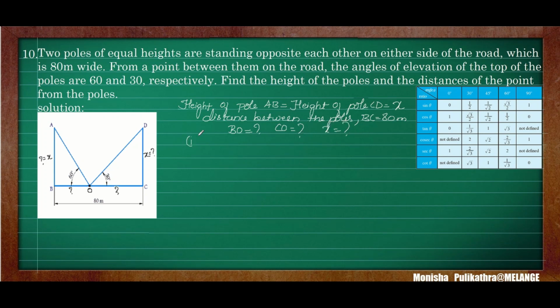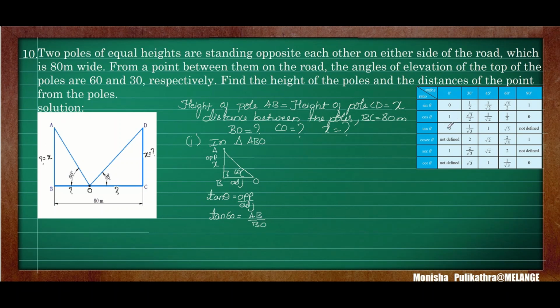So in the first case I will be taking triangle ABO. So in triangle ABO, the triangle will be like this: ABO, where AB is x, this is 90 and this is 60 degree as per the diagram, and BO. So here I will be taking tan theta. So tan theta is equal to, here it is opposite side and this is adjacent side. So opposite by adjacent, that is tan 60. So tan 60 is equal to AB by BO.